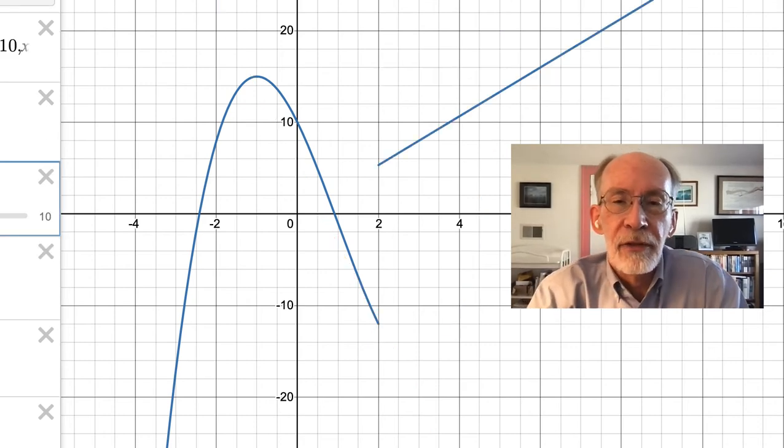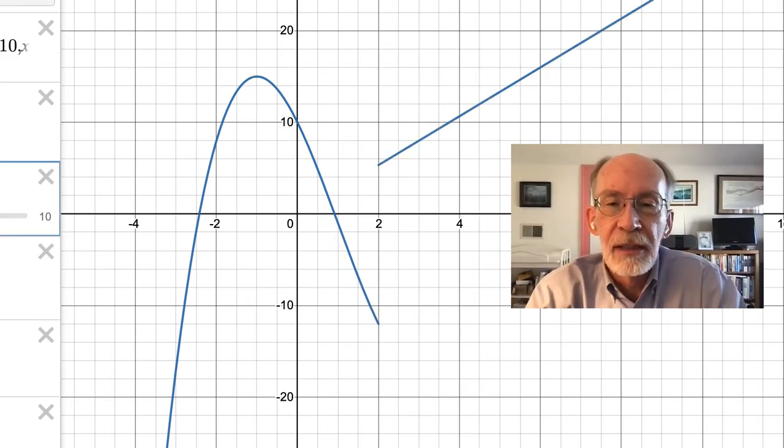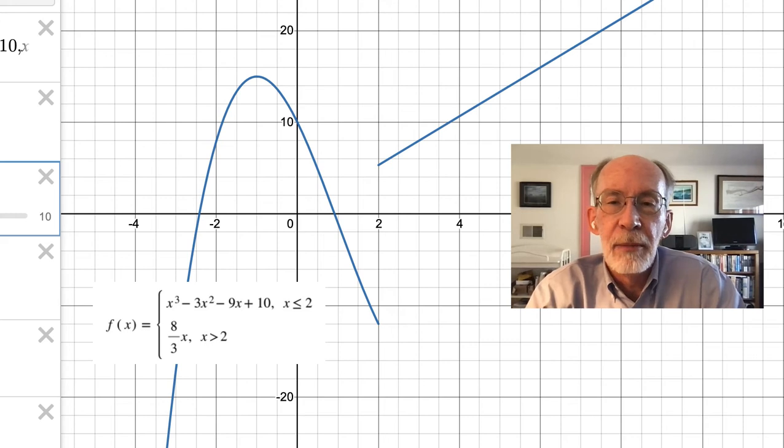Here is another function with a rather noticeable discontinuity at x equals 2. For x less than or equal to 2, this is the same cubic that we saw a moment ago. For x greater than 2, this is the line y equals 8/3 x. So if I call this function f, this function is clearly discontinuous at x equals 2.